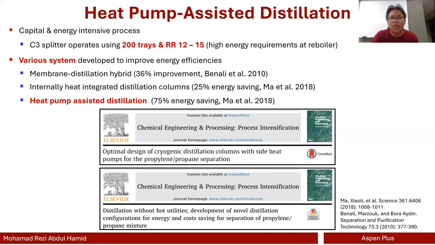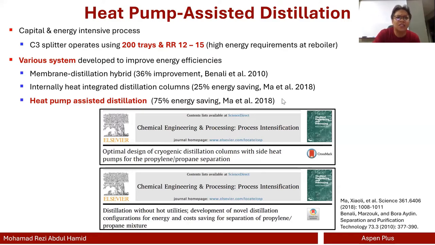And Benali et al. published his work in 2010, and they found that this kind of hybrid system enabled them to save around 36% energy. And the second one would be to use an internally heat integrated distillation column, meaning that you just try to recover as much heat as possible, and try to use less cold utility as well as hot utility. And Ma et al. say that this kind of process is able to save around 25% of energy.